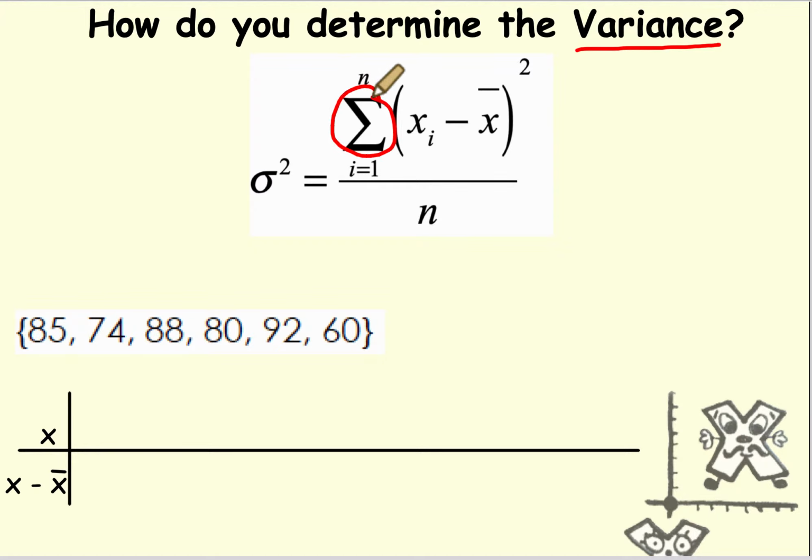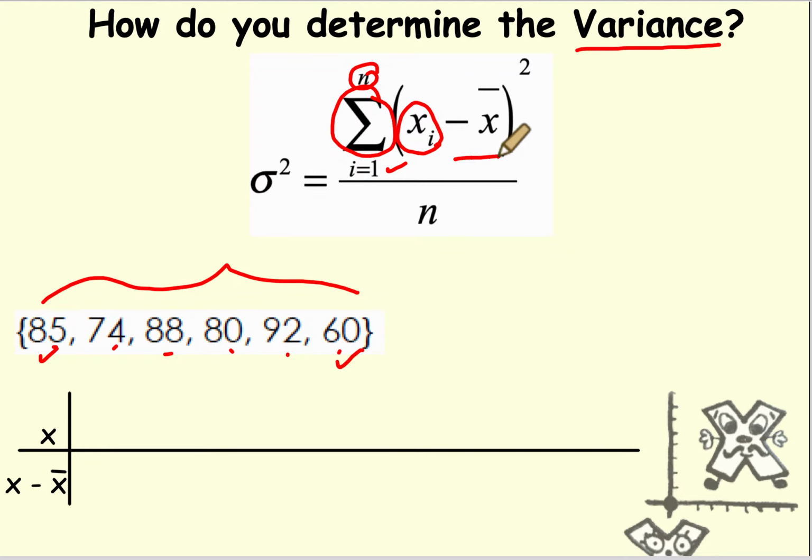This, remember, means the sum of a set of numbers. This right here is saying we want the first number up until the last number. So for us, in this data set, this is our first number, and this is our last number. X sub i means the individual number from our set of data. And remember, X bar is the mean. And N, of course, is how many are in our data set. In our case, it's 6.